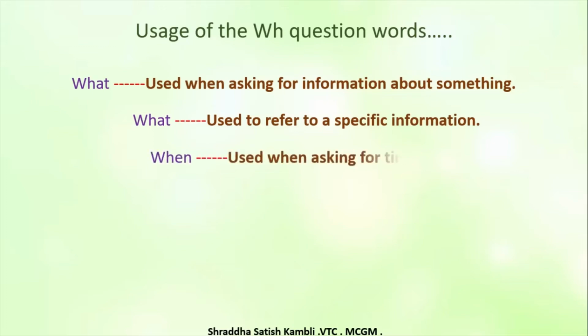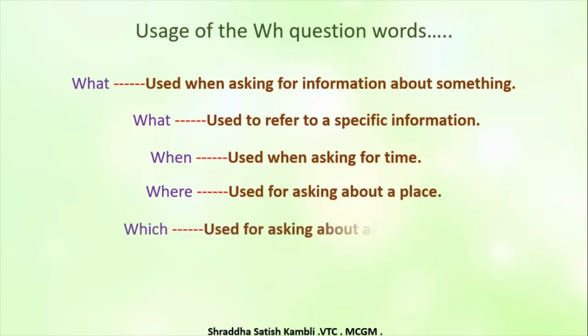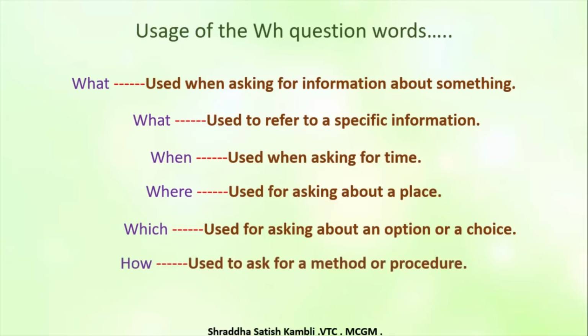What about when then? See, when I say when, it means I'm talking about something to do with the clock or something to do with time. What about where? Now when I say where, it means I'm talking about a location or a place. Then which, as I just told you, which dress do you like? So when I have more than one option and I want to select one of them, I use the word which. So when I'm talking about options or choices, I use the word which. How? How means method, procedure. How did you do this?